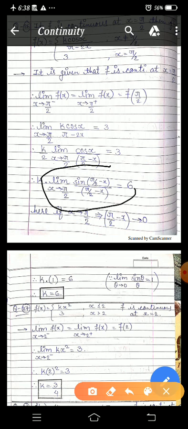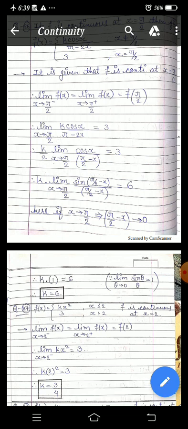The value of x tends to pi by 2 is there. So in the numerator sin pi by 2 minus x. If x tends to pi by 2, then pi by 2 minus x tends to what? It will be 0. So it will be sin theta by theta. So we can see that it will be k into 1 equals 6, and if k into 1 equals 6, then the final answer of k will also be 6.